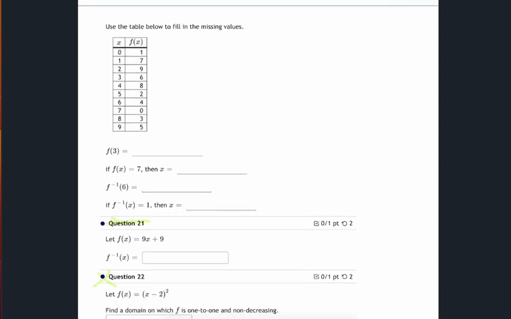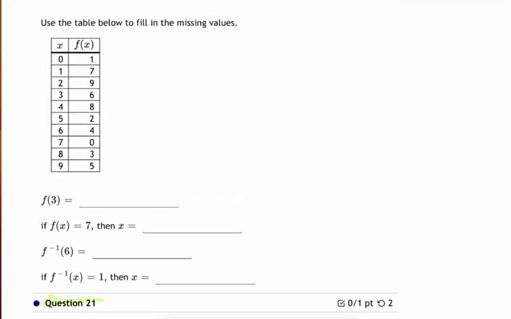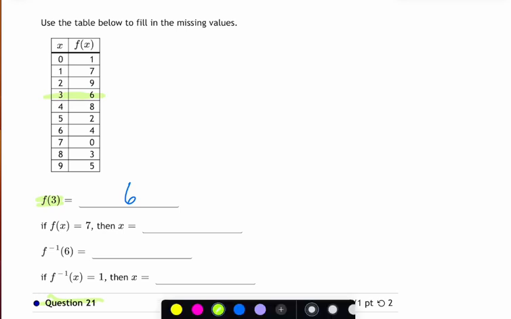Let's look at 20. It says use the table to fill in the missing values. So it says, what is f of 3? So f of 3, that means x is 3. Just find the point on your table. The answer is 6. Those are always lovely, aren't they? Okay, let's look at the next one.